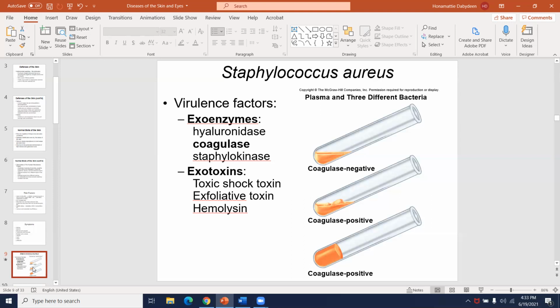So let's talk a little bit about the staphylokinase. Why is that good for the organism and bad for us? Well, different occasion, different scenario. If you have a cut, chances are you're going to bleed, but you're not going to bleed forever. There is that natural mechanism that you're going to form a clot first, and then eventually it will heal.